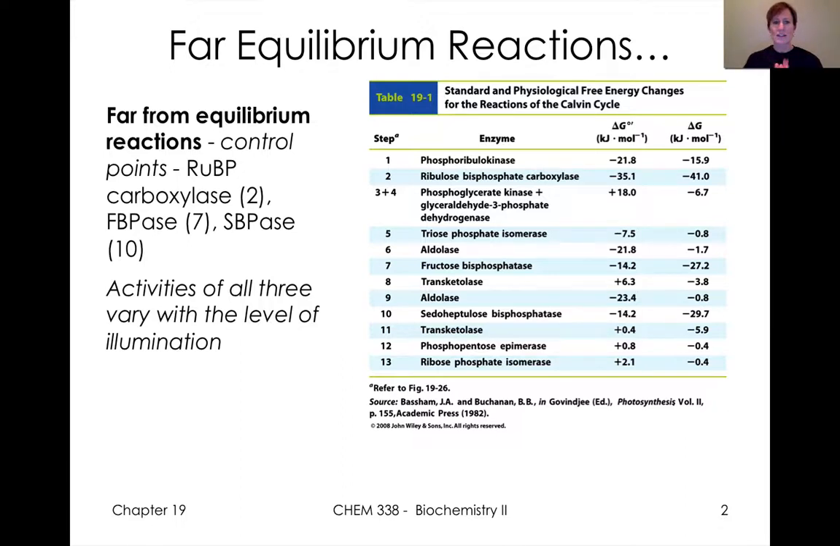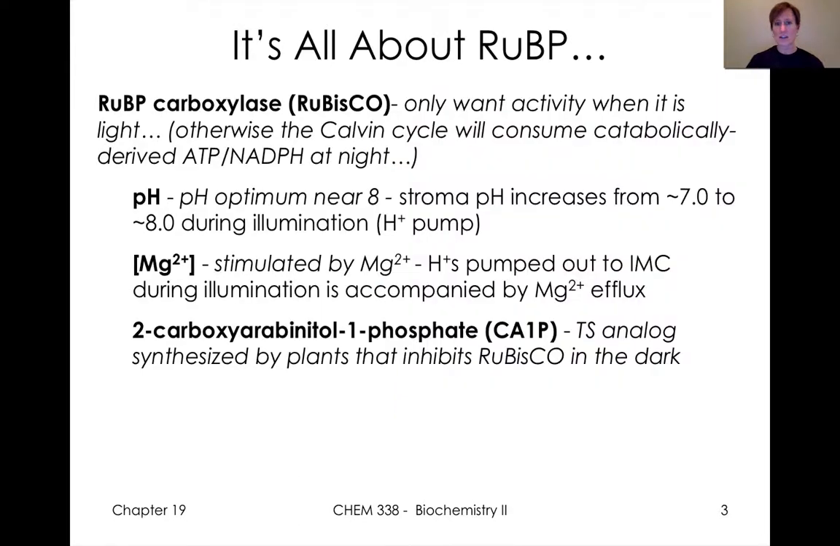And as we'll see in just a second, the activities of all three of these are going to be variable depending on the level of illumination. So it's all about Rubisco, all about the ability of this enzyme to be active and participate in the dark reactions. There are three ways that we really think about regulating this enzyme. We think about it from a pH standpoint, which is not unlike what we saw with activity in mitochondria, when we talked about the IF1 protein, that inhibitor. We also have magnesium levels that can control the activity of Rubisco. And then we also have an inhibitor, a transition state analog.